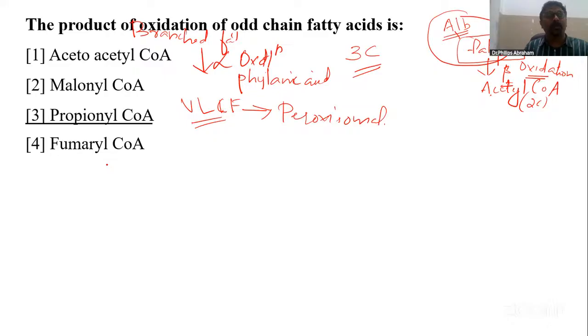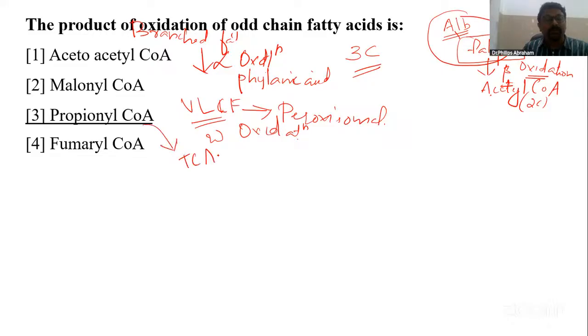Then one more. If beta oxidation does not take place properly or there is some defect in that, then we have one more type of oxidation, which we call omega oxidation. So mainly 4 types: alpha, beta, omega, and peroxisomal. In the beta oxidation itself, for the odd chain fatty acid, one of the products is propionyl-CoA. That propionyl-CoA can enter the TCA cycle.